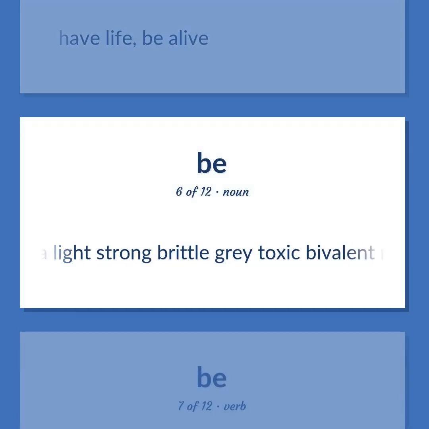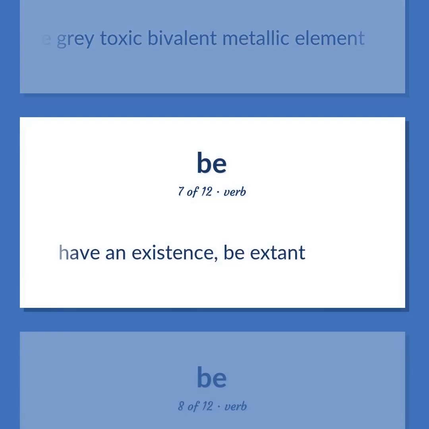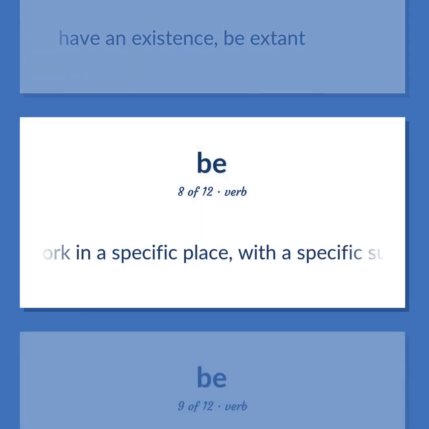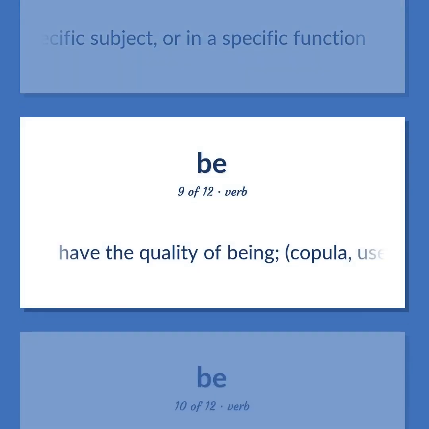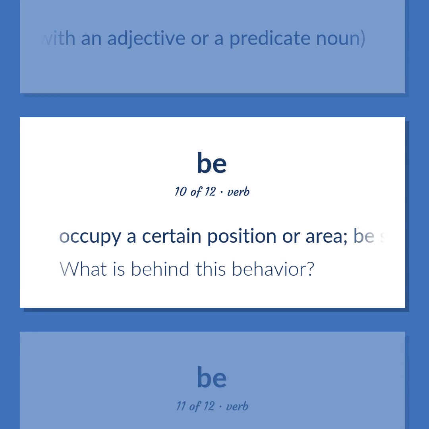A light, strong, brittle gray toxic bivalent metallic element. Have an existence, be extant. Work in a specific place, with a specific subject, or in a specific function. Have the quality of being. Copula, used with an adjective or a predicate noun. Occupy a certain position or area. Be somewhere. What is behind this behavior?